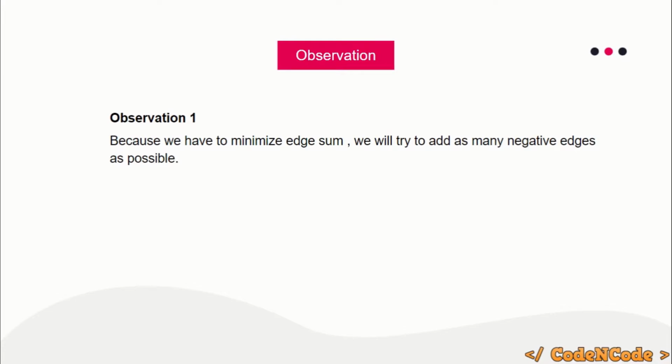The first observation is that because we have to minimize the overall edge sum, we will try to add as many negative edges as possible, keeping in mind that all of the conditions are still met. This is pretty straightforward because we have to minimize the overall sum.